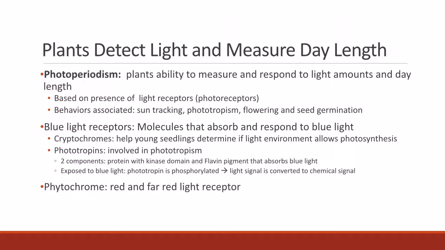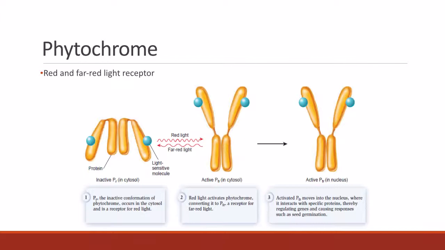The second type of light receptor includes a phytochrome. Phytochromes are red and far red light receptors. Activation of a phytochrome occurs in three stages.